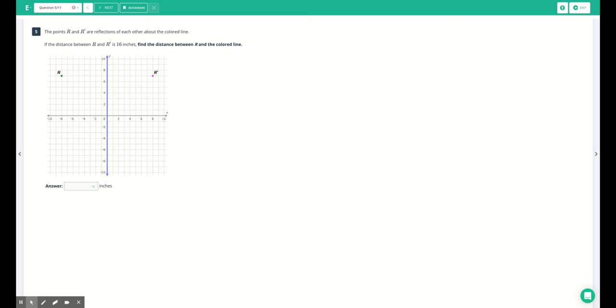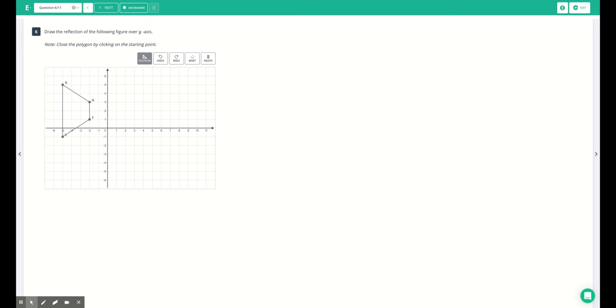Number 5. Points R and R prime are reflections of each other about the colored line, which is the y-axis. If the distance between R and R prime is 16 inches, what's the distance between R and the colored line? Since these points are an equal distance from the line, they must be 8 spaces, and I can also confirm it down here: 0 to 8 for R prime and 0 to negative 8 for R, so the answer is 8 inches.